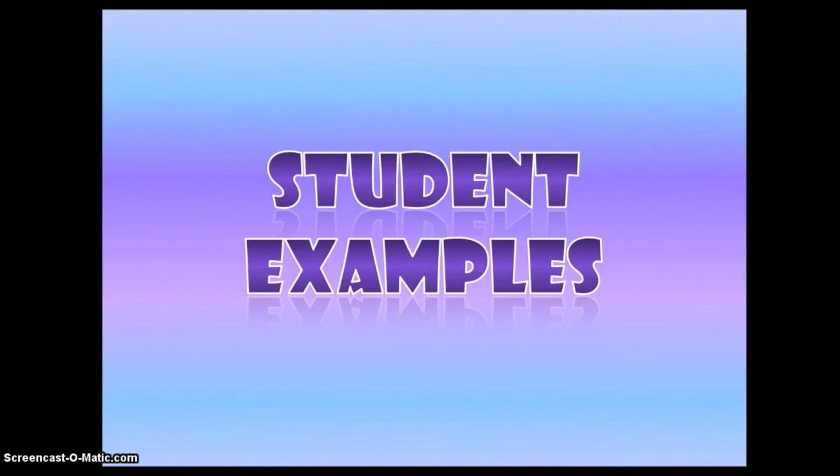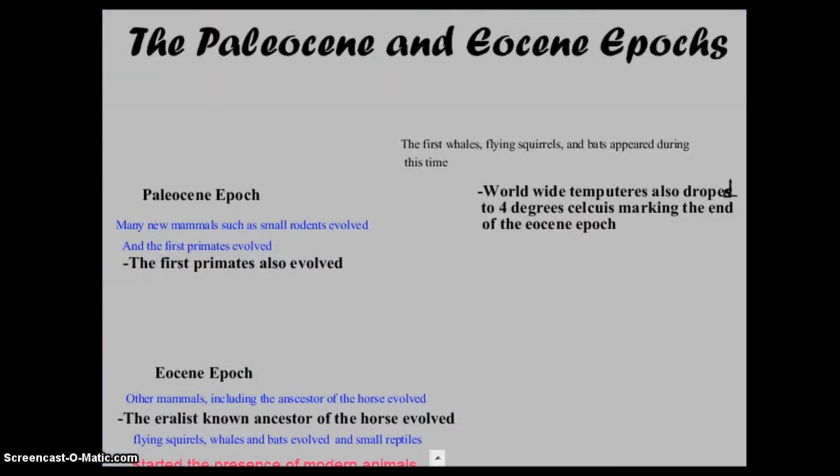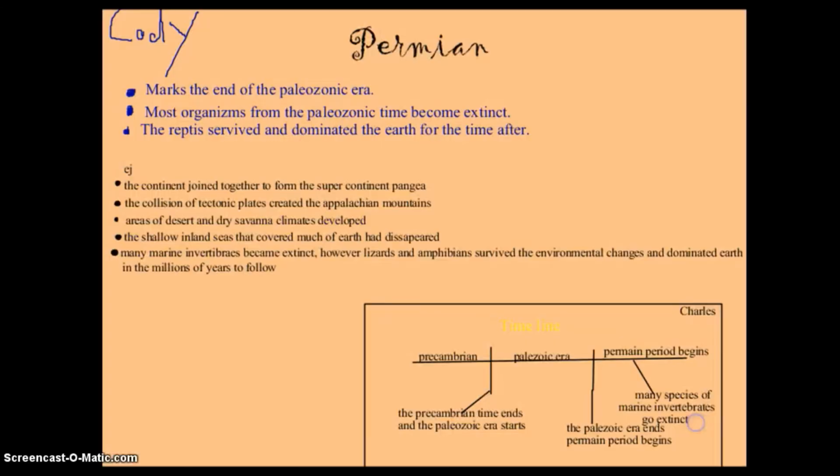So, some student examples that I'm providing here. They had 15 minutes to work on them. They worked in groups of 3, and they were able to include some of these notes. And as you could see, based off of the different colors, the students worked together. And then here's another example of students that did the Permian.